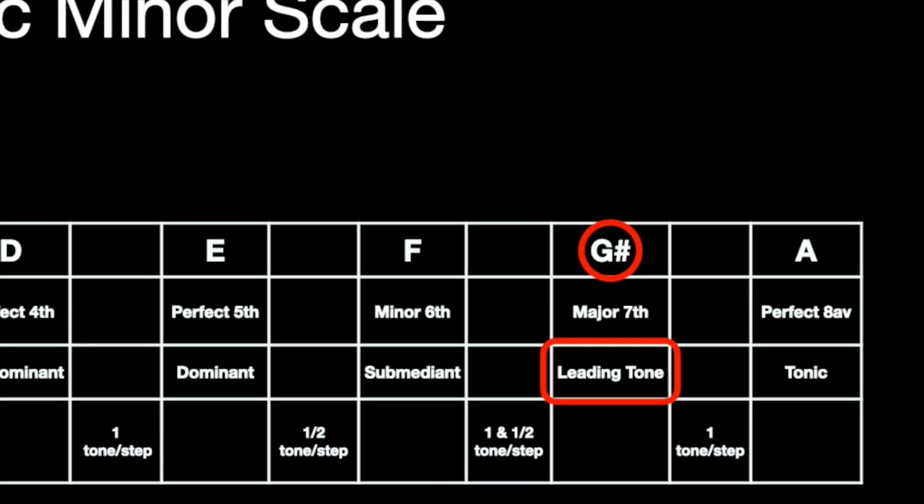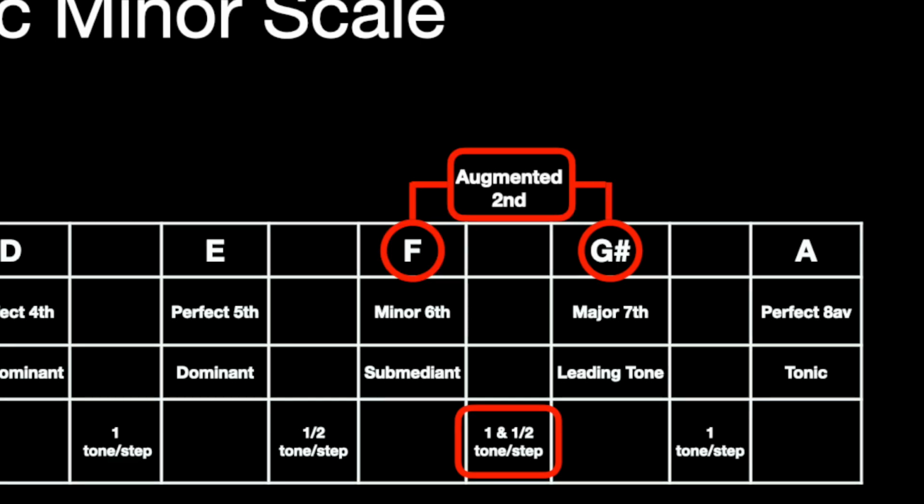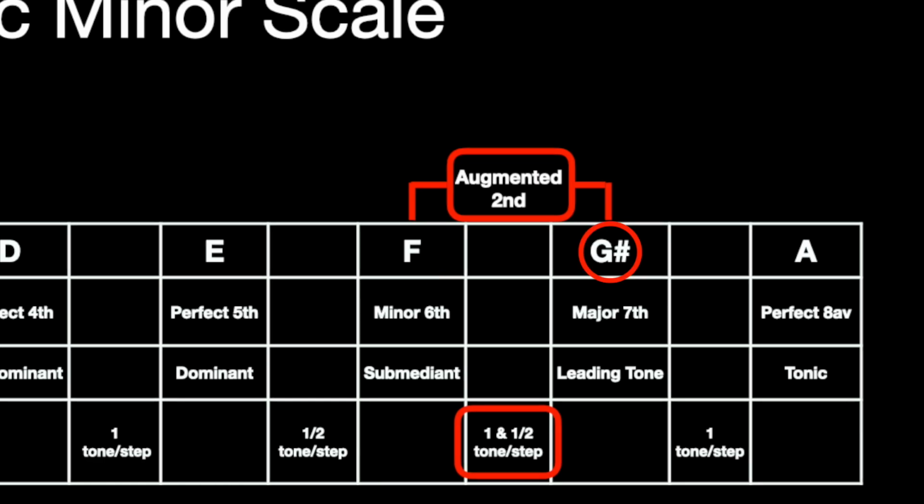Also, we notice that there is a 1.5 step between the 6th and the 7th degrees. This interval is an augmented second that is enharmonic with a minor third interval, and if it's played before the half-step interval between the leading tone and the tonic, it produces a characteristic combination of notes that evokes Arab music.